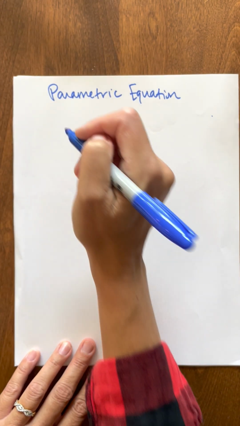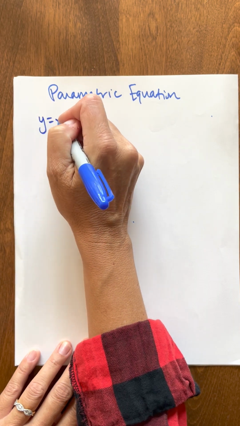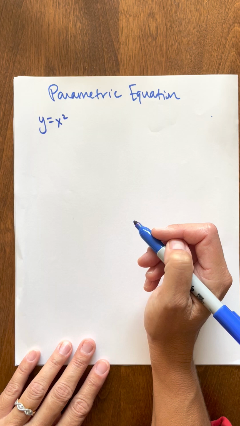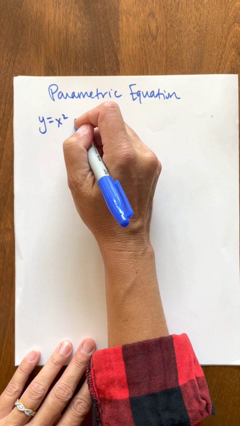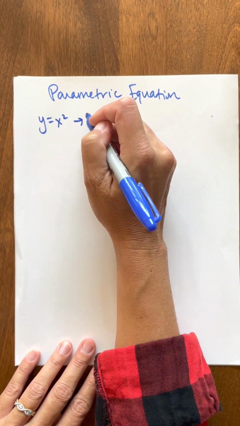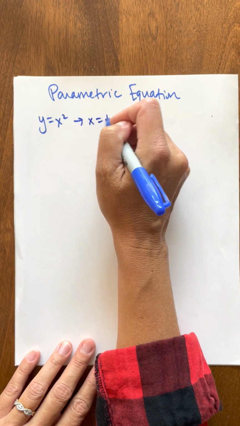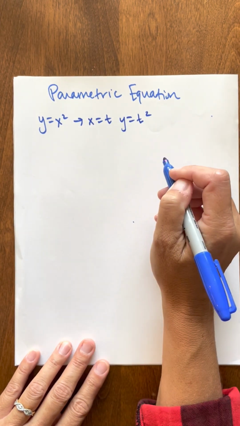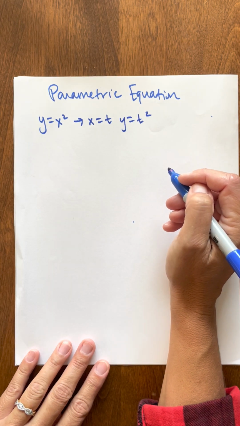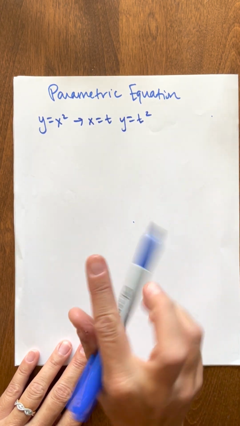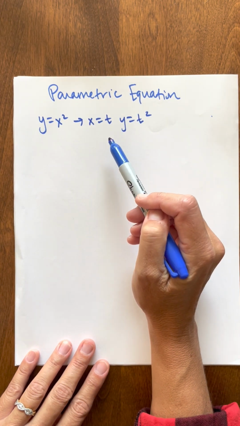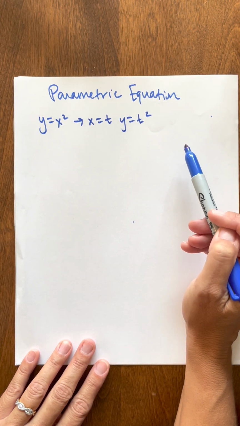So if you have a function like y equals x squared, which makes a parabola, then you can turn this into parametric equations. The easiest way is just to let x equal t, y equals t squared. So this will still sketch the same function, but it will sketch it with orientation. So as x gets positive, your parabola will move in this direction.